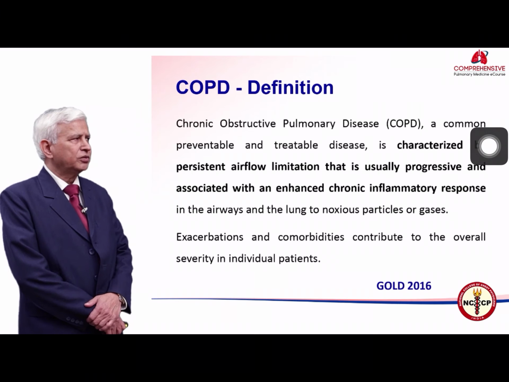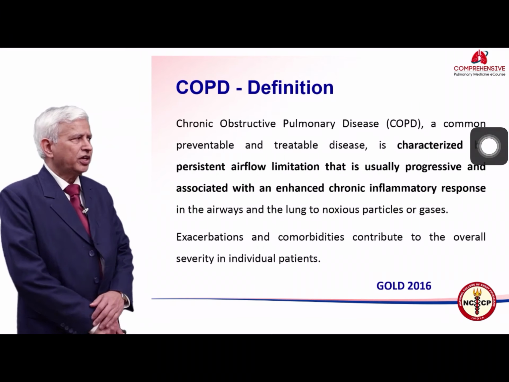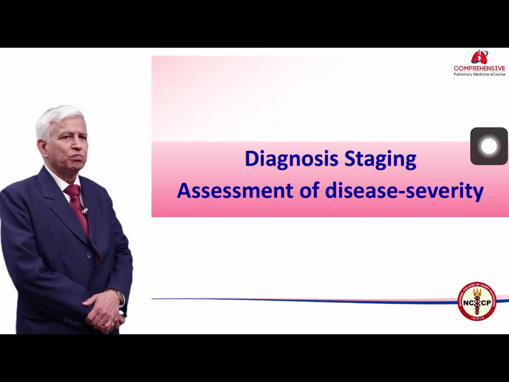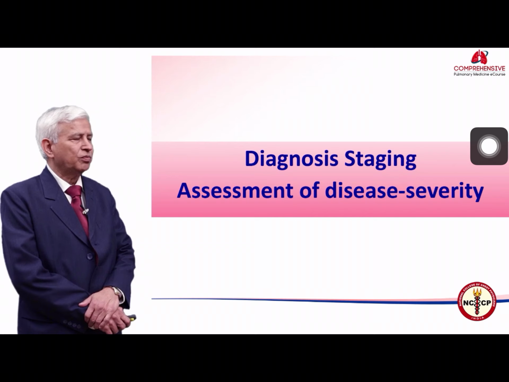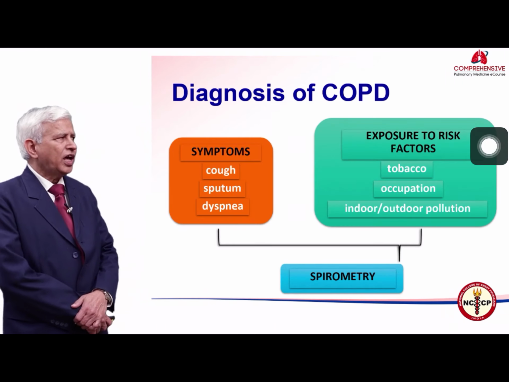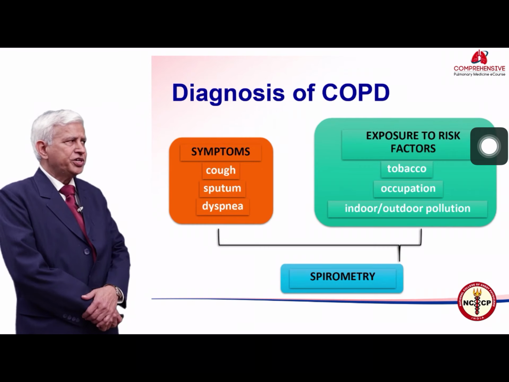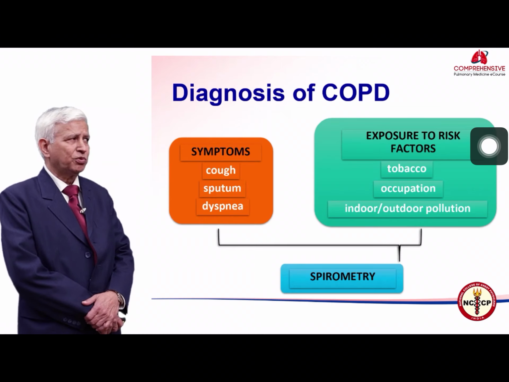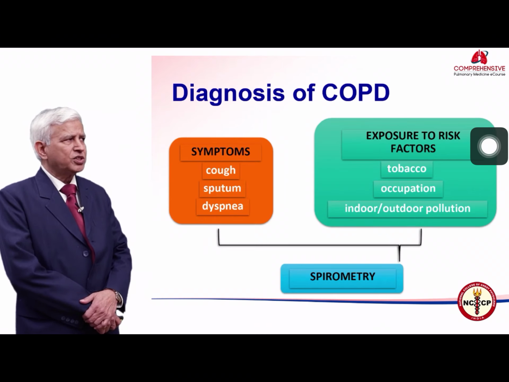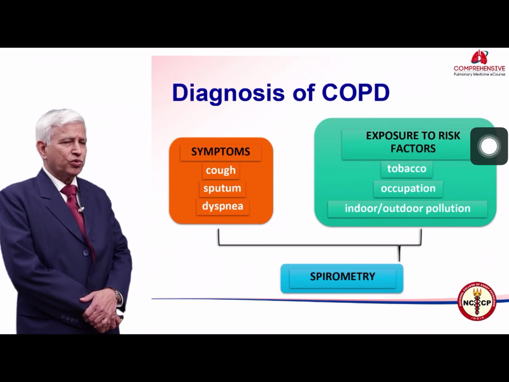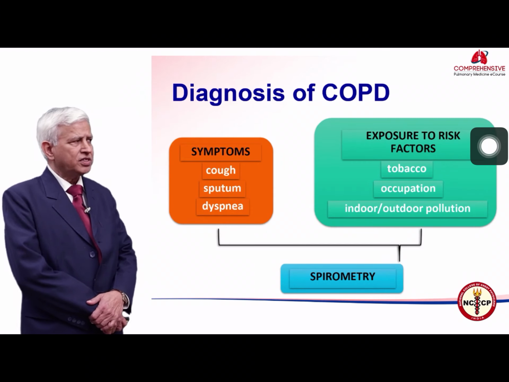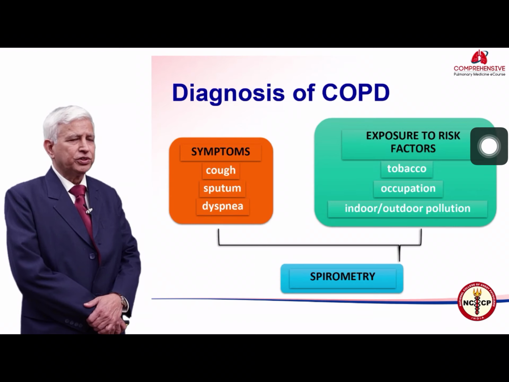So, as far as one can see from this definition, persistent airflow limitation and inflammatory response, progressive disease and comorbidities are some of the important points for the diagnosis of COPD. How to really diagnose COPD? For a clinician, the symptoms are important. For example, the presence of cough, sputum and breathlessness, which is progressive. Another important factor is exposure to risk factors like tobacco smoking, the commonest one. Then of course the occupational exposures to the occupational dusts, and then indoor and outdoor pollution in general.